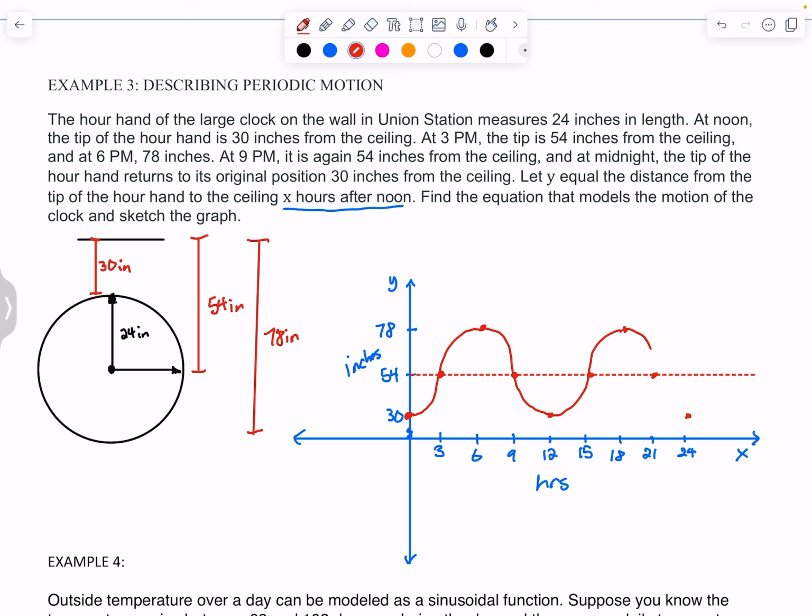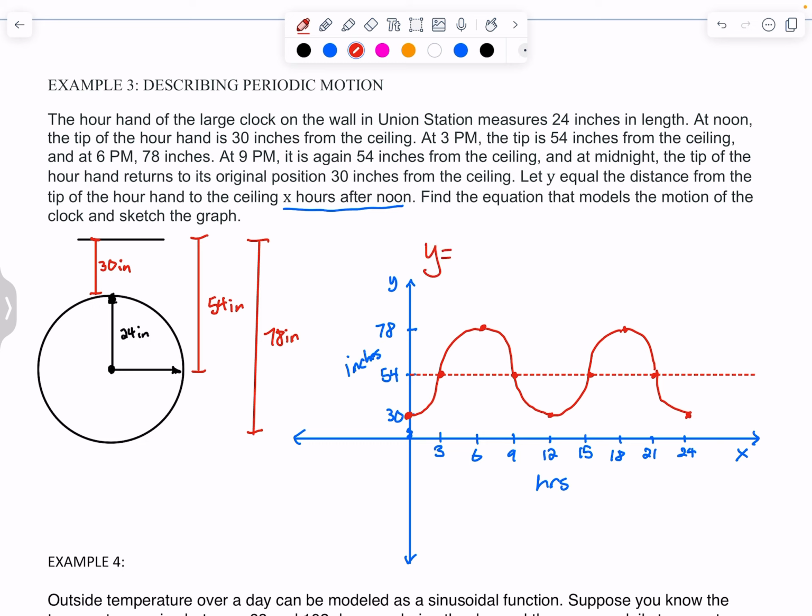All right, so we have that down there. Okay, I think looking at this, we can see the midline there. I didn't really use that terminology, but right in the middle of our 54 is where our midline is. It's going to go back and forth. And it's circular, so we get this motion. All right, so they asked us to find the equation and sketch. So we just sketched, so we're good there.